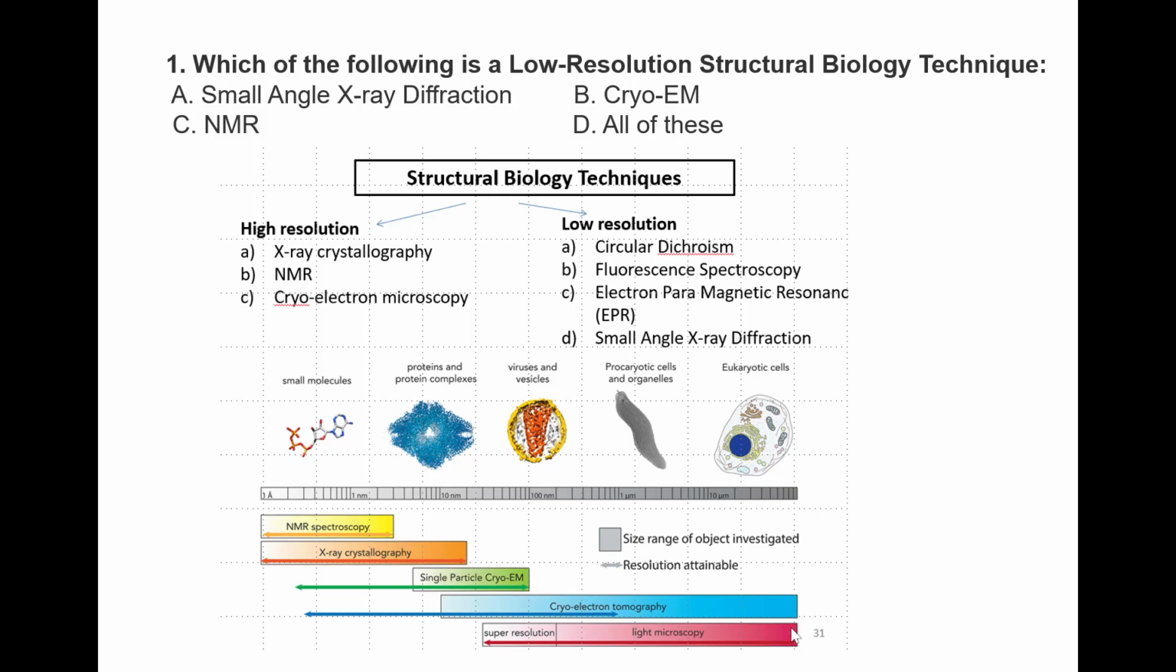As we discussed, this is the slide I have taken from the last class discussion. In structural biology, we have three techniques which can give you higher resolution: X-ray crystallography, NMR and cryo-EM. But there are other techniques like circular dichroism, fluorescence spectroscopy, electron paramagnetic resonance, small angle X-ray diffraction. They will not give you a three-dimensional high resolution image. Small angle X-ray diffraction I had already written in the slide, so the answer here will be option A.